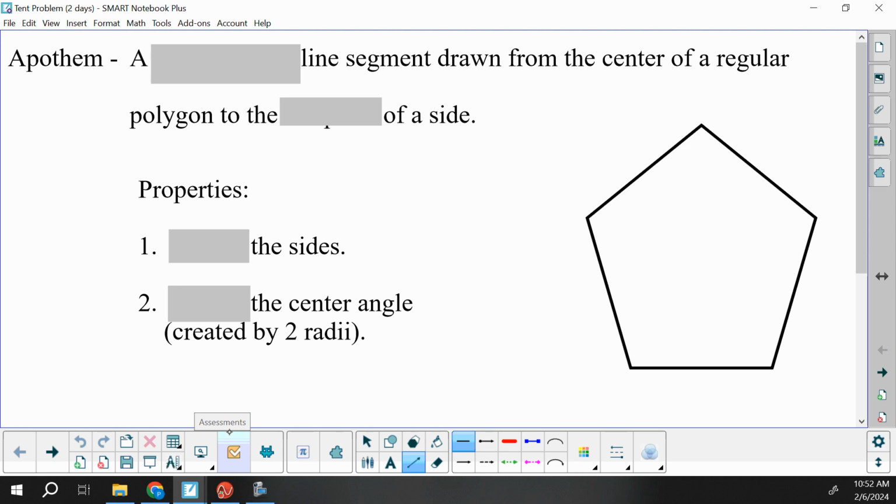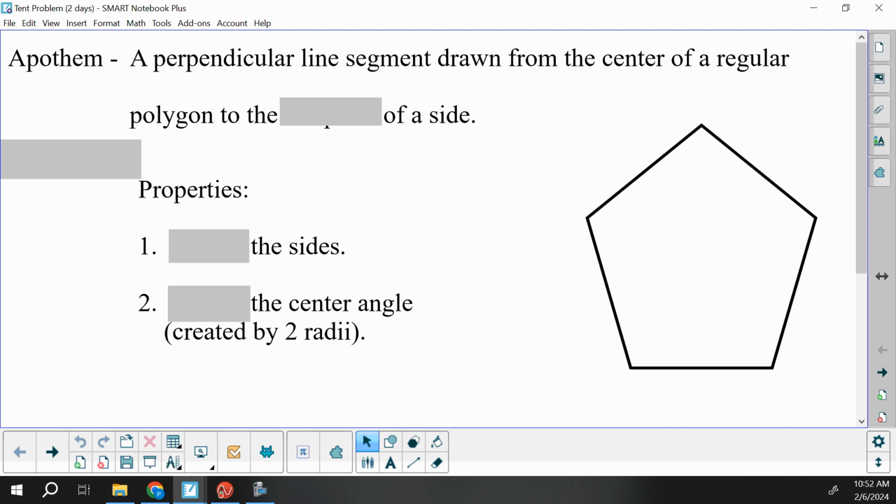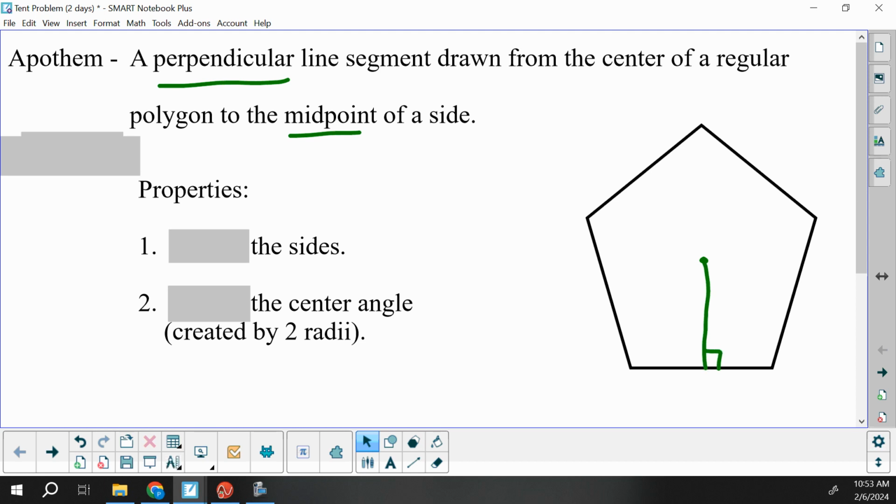So first, in a polygon, a couple vocab things first. The apothem is a perpendicular line segment that goes from the center of the polygon to the midpoint of its side. So an example of an apothem here would be this green segment, and it forms a right angle. So again, this would be an apothem.